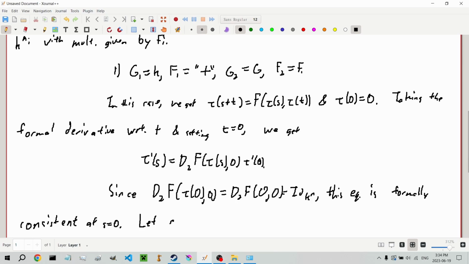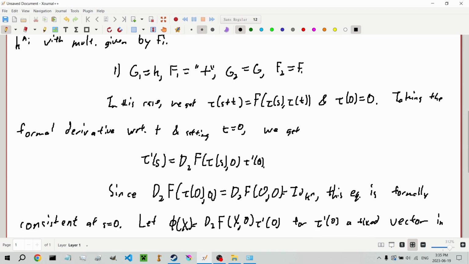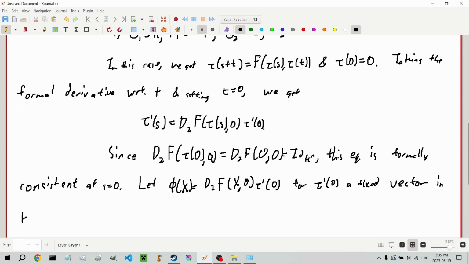So now if we let phi of x be d2 of F of x comma 0 times taf prime of 0, for taf prime 0 being any fixed vector in k to the n, then taf prime converges from the following theorem.